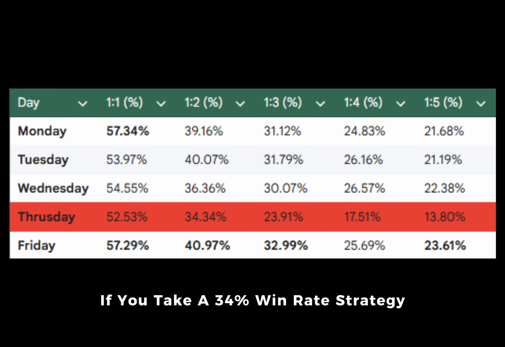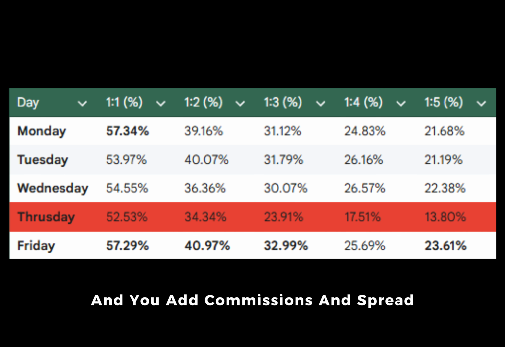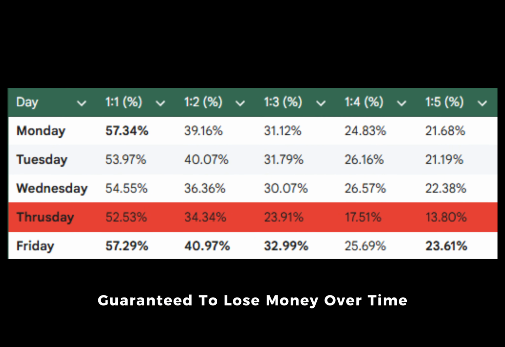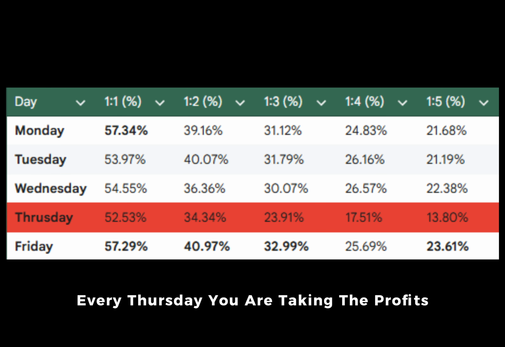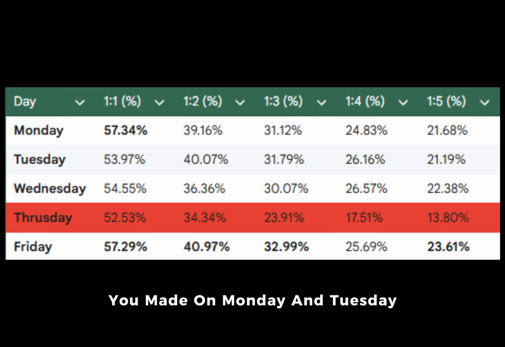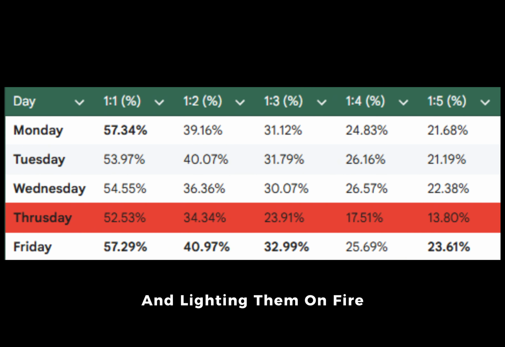If you take a 34% win rate strategy and you add commissions and spread, you are mathematically guaranteed to lose money over time. If you are trading the silver bullet blindly every Thursday, you are taking the profits you made on Monday and Tuesday and lighting them on fire.